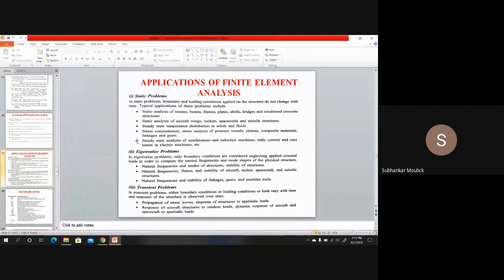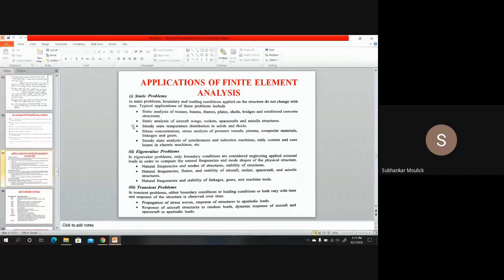So, what are these static problems? Static problems are those problems in which the boundary and loading conditions applied on the structure do not change with time. That means if you have a problem in which the loading condition as well as the boundary condition do not change from time to time, then that type of problem is known as a static problem.